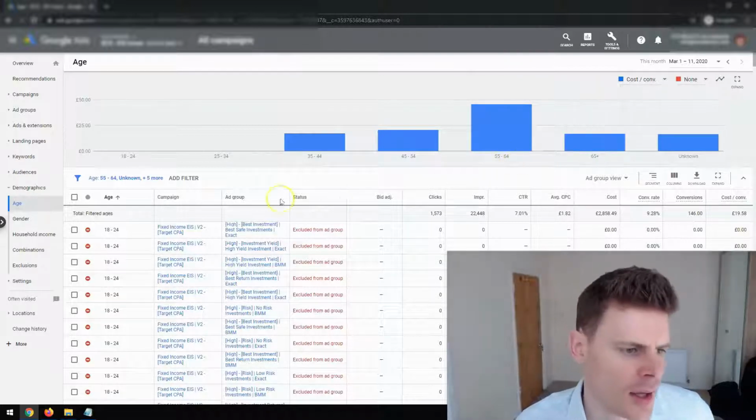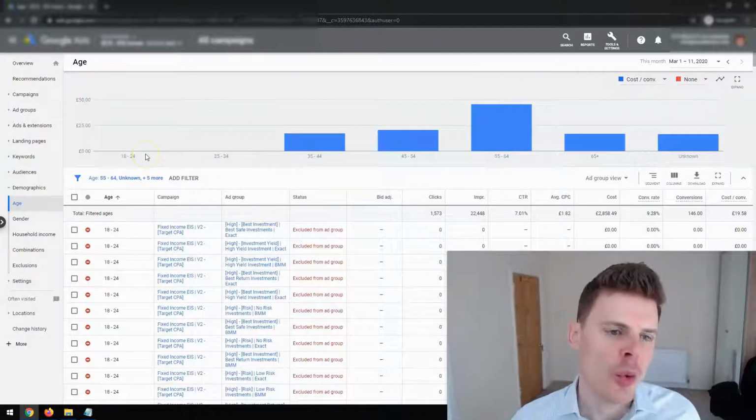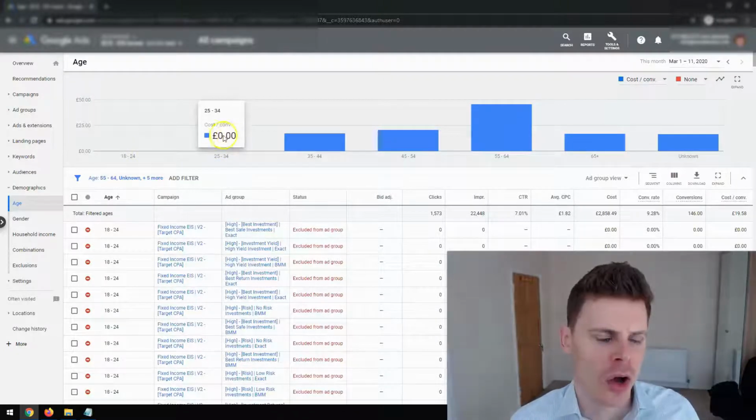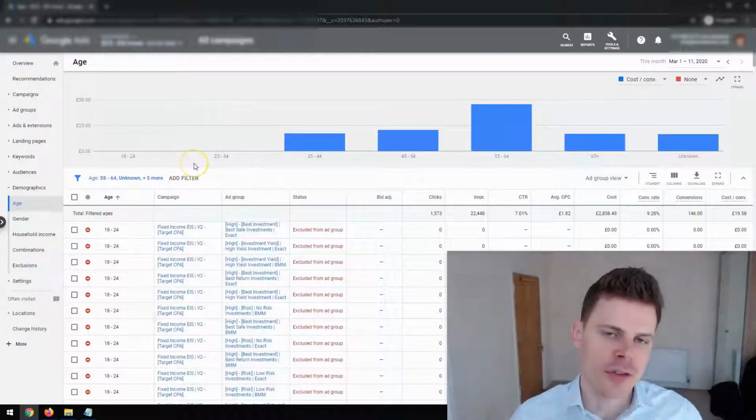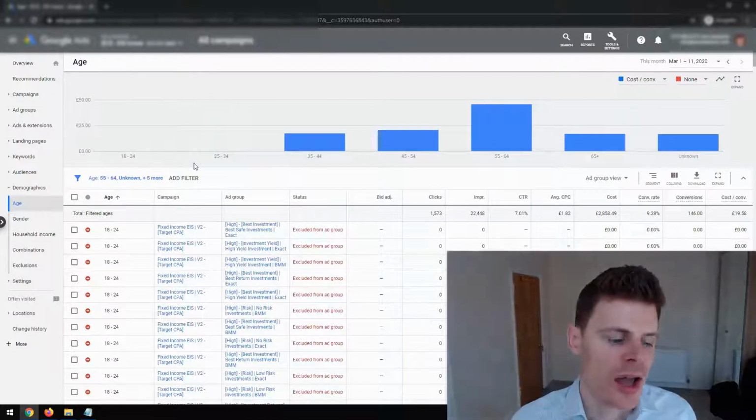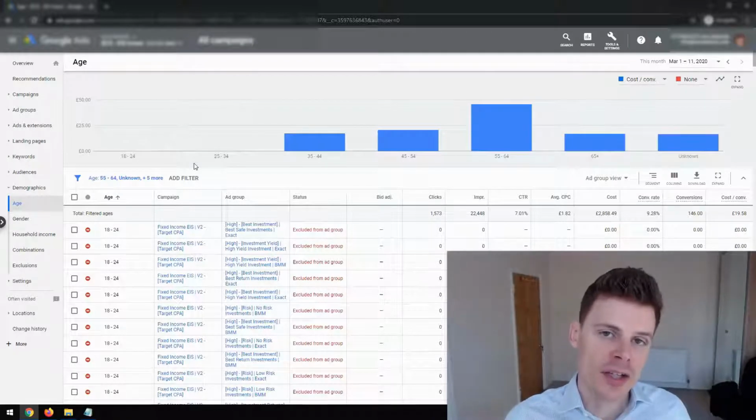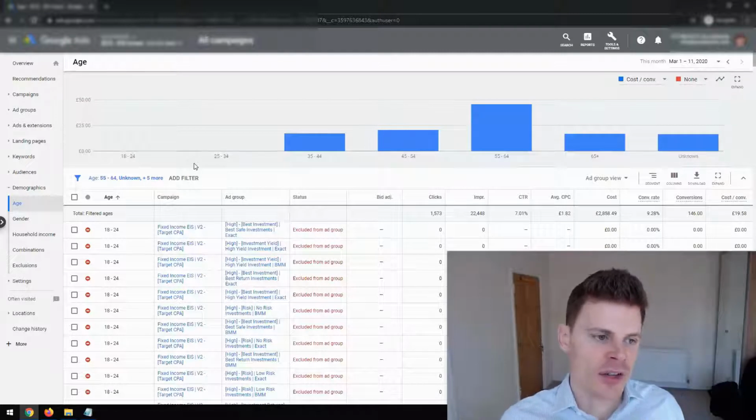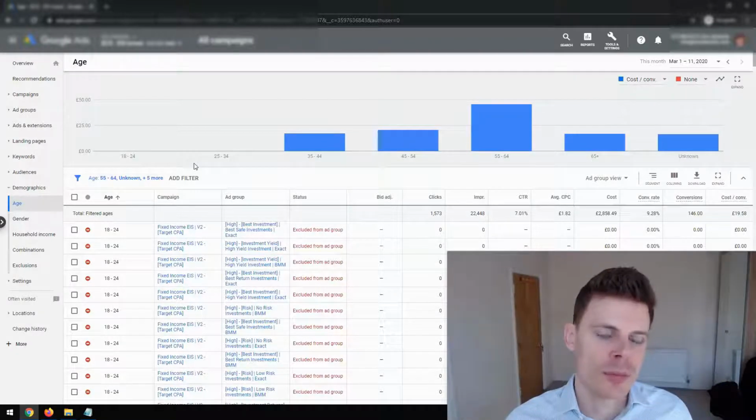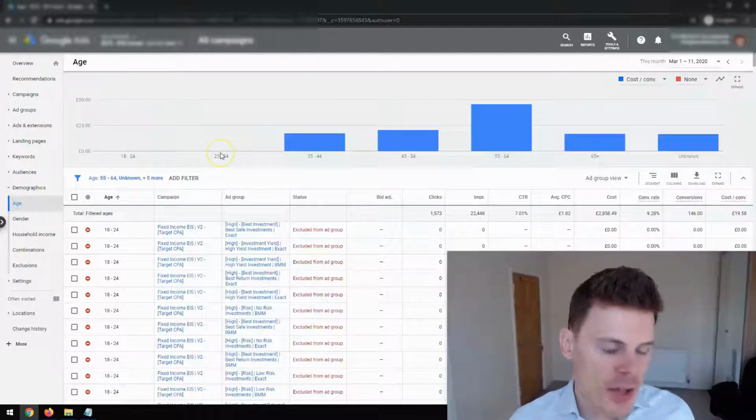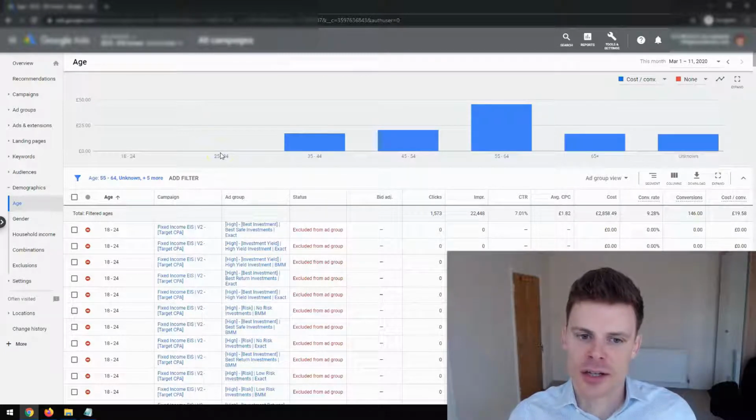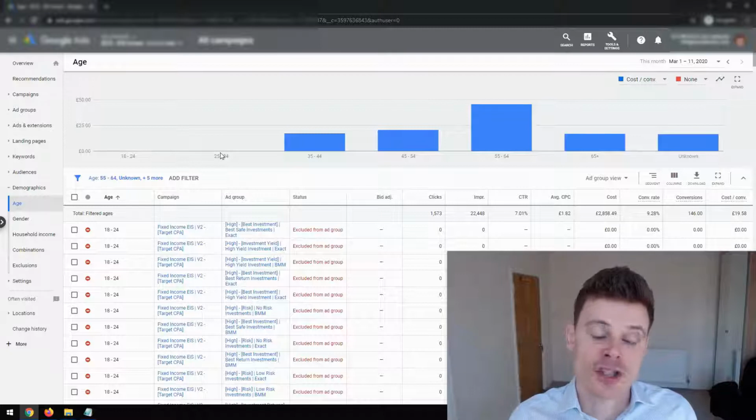So you can take a look at all of these different metrics and compare how different age groups are performing within your campaign. Now you notice that there's no data for 18 to 24 and 25 to 34 on the left here. The reason is that for this particular campaign, for this client, we have excluded those age groups. So if a person is within those age brackets, they won't be able to see one of our ads. We've excluded those age groups because they are not part of this particular account's target market.